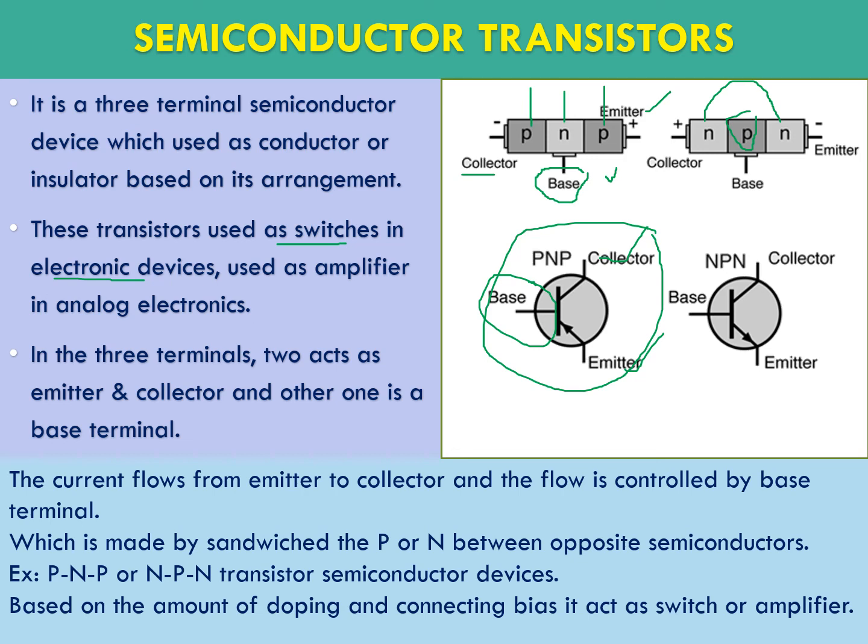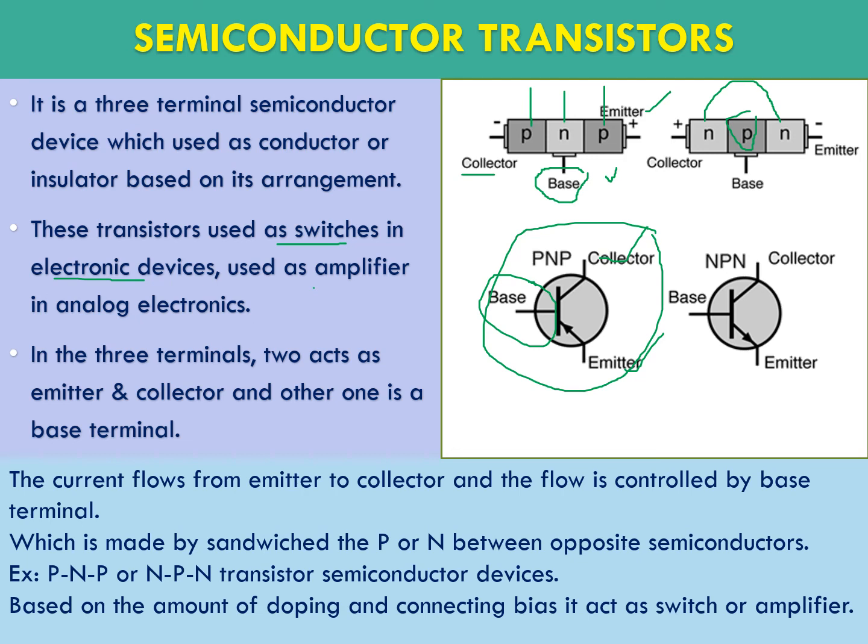And they can be used as amplifiers in analog devices. Amplifier means, for example, if you observe the fan at your home, along with the switch, a regulator is also there. By using that regulator, you can increase or decrease the fan speed. Not only can you switch off or switch on, you can also regulate the speed of the fan. That regulator is made by these pnp junction diodes.